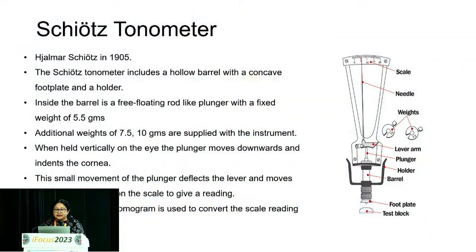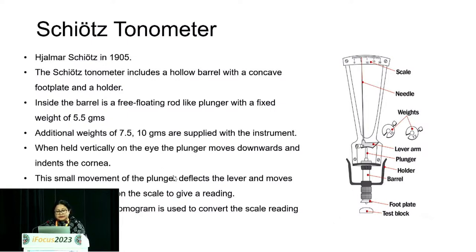So this prototype is the Schiotz tonometer. It was invented by Helmer Schiotz in 1905. This tonometer has a hollow barrel. You can see this barrel over here. And inside this barrel is a free floating plunger. And this plunger has a fixed weight of 5.5 grams. And there are some additional weights which are supplied. And the end plate, this foot plate, is concave in shape.